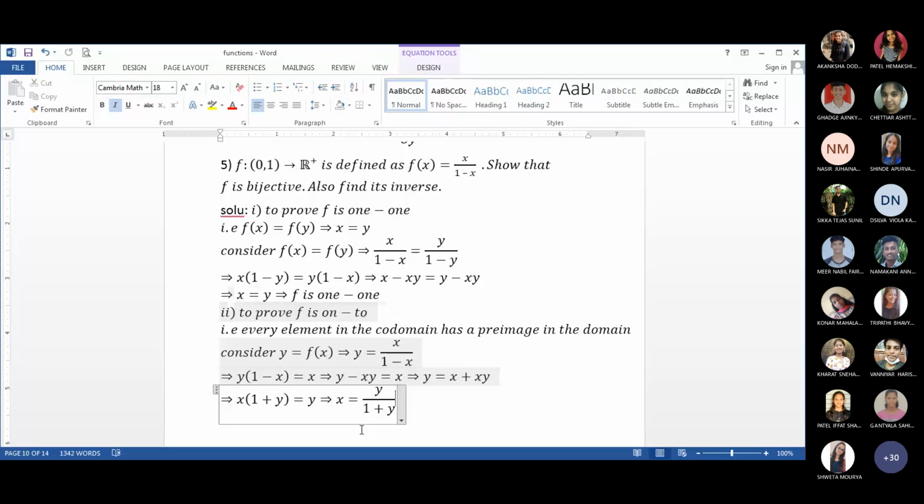ओके, मेरा डोमेन क्या है, ओपन इंटरवल 0 1. तो आई विल हैव टू चेक कि मेरा x 0 और 1 के बीच में है कि नहीं है. So for that, y is given, y belongs to the domain. Domain is nothing but your R plus, that is the set of non-negative real numbers. That is y is greater than 0. So 1 plus y will also be greater than 0, right? y अगर पॉजिटिव है तो 1 plus y भी पॉजिटिव होगा.